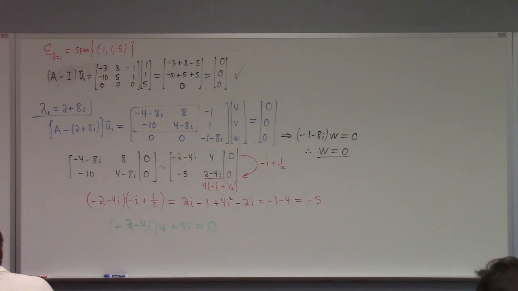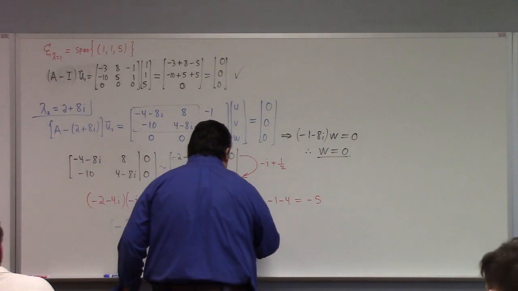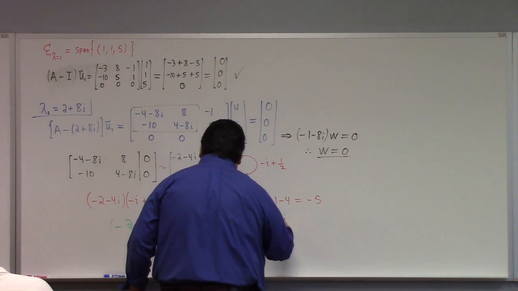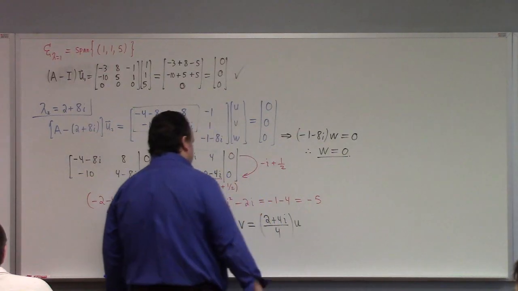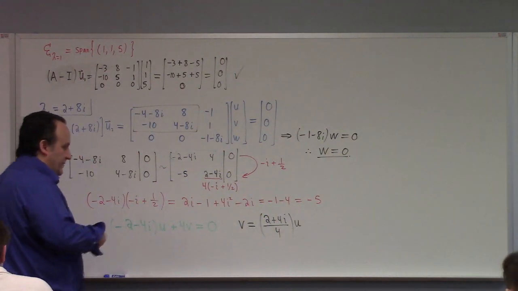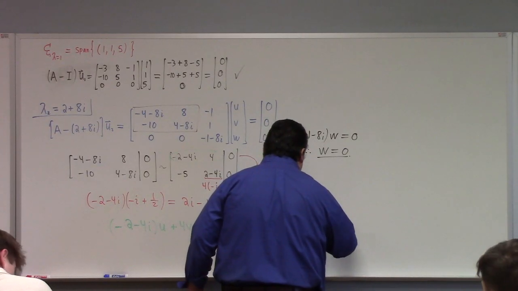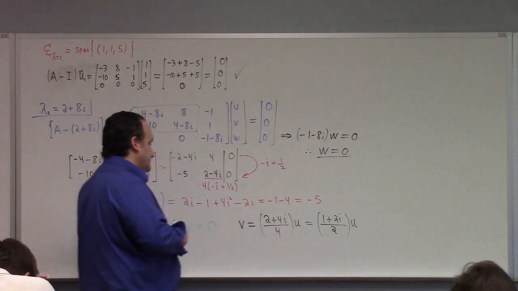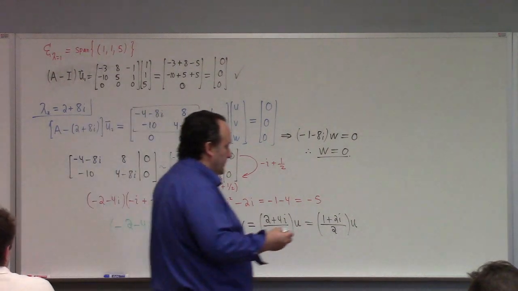Let me use a marker we can actually see. Okay, so I'm going to solve for v. v is equal to 2 plus 4i divided by 4 times u. Let me clean up the fraction there. That's 1 plus 2i divided by 2 times u. So what does this give us?